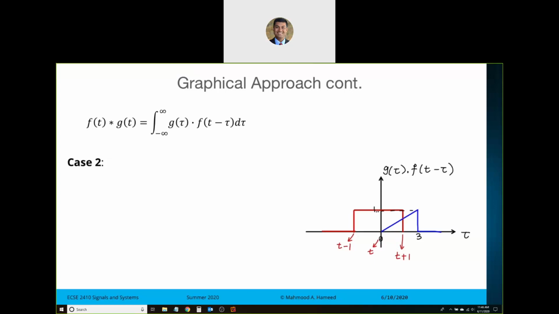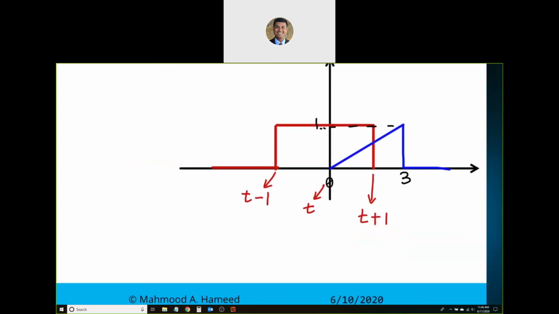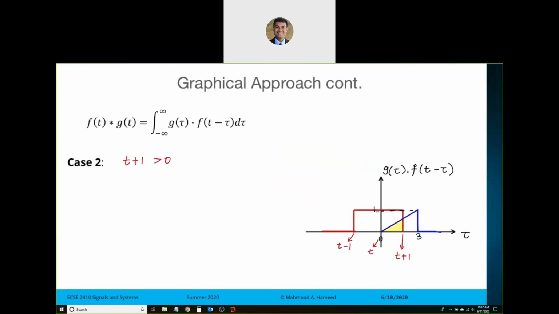So right now t plus 1 is greater than 0, but for how long will that increment? As you are moving things from left to right, when t plus 1 is greater than 0, you will start having some overlapping region. Let's shade it here. That overlapping region will continue to increase, until the entire signal goes inside that triangle. So for about 2 seconds, it will continue to increase.